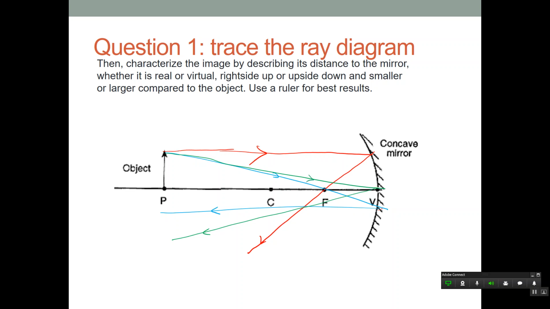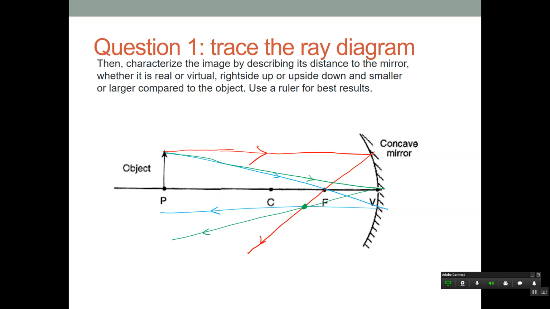Notice that my 3 rays coincide in one spot. That's perfect. If yours didn't, you drew it wrong. So there is my object. Here it was pointing upwards, so here it must be pointing downward, right? So look at it as an arrow. We just did the point of it.